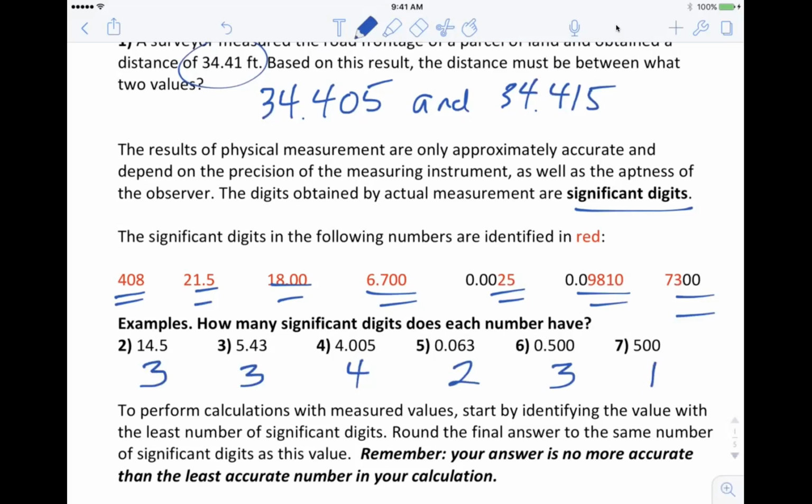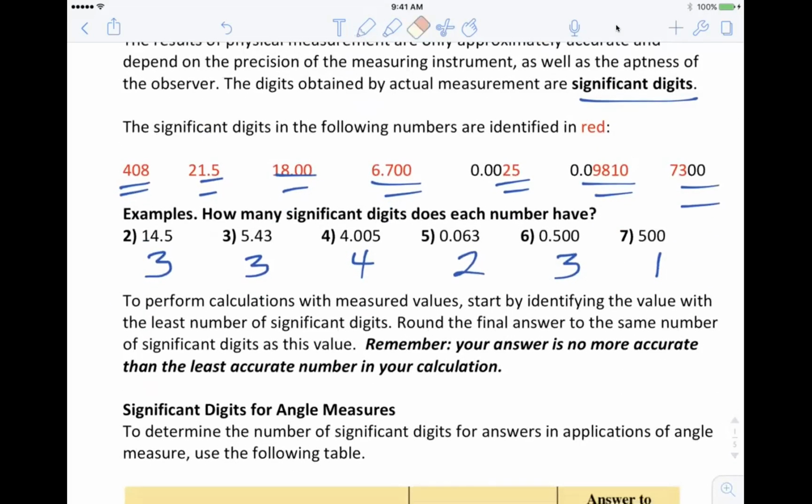So in some problems, you're going to be asked to round your answer to the correct number of significant digits. And so this paragraph is pretty important for that. I don't want to erase it. I want to highlight it. To perform calculations, first, you're going to identify the value with the least number of significant digits of the given values when you have to do a problem, right? And then you're going to round your final answer to the same number of significant digits as that least number, okay? So that's because your answer can be no more accurate than the least accurate number in your calculation, okay?